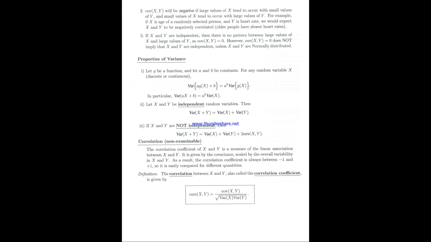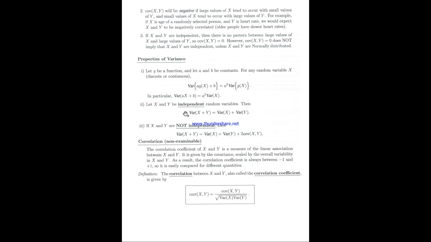Now, if you talk about the properties of the variance, take a and b as any two constants, and take capital X as any discrete or continuous random variable. We know that the variance of a constant is equal to 0. If you want to calculate the variance of aX plus b, when you take the constant out, you have to take the squared value of it. So that is a squared times the variance of X.